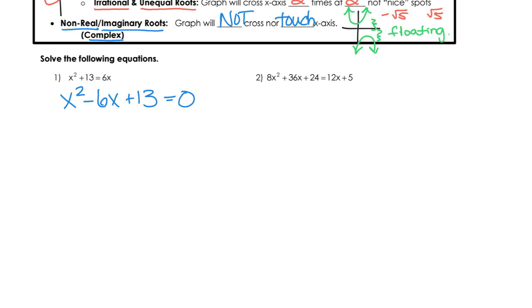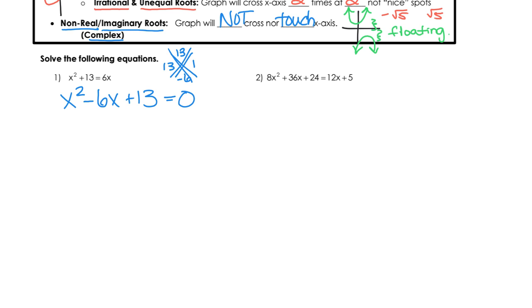And so there we go. All right, so we could try to factor it, but I don't think that it's going to work. If I go ahead and factor it, I'm looking for numbers that multiply to 13 and add to -6. And the only numbers that multiply to 13 are 13 and 1, and that's not going to give me an adding of -6. So factoring's out of the question.